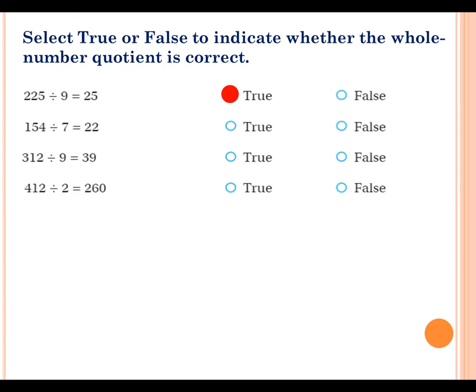So either way, you can divide and check, or you can multiply and check, and find out whether the whole number quotient is correct. So these are the answers. You do it on your own and then mark if it is true or false.